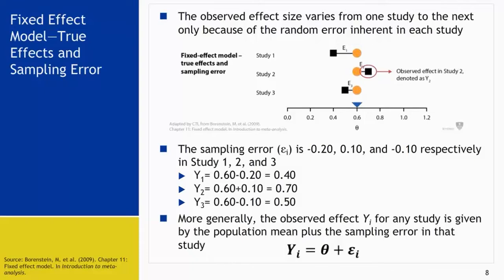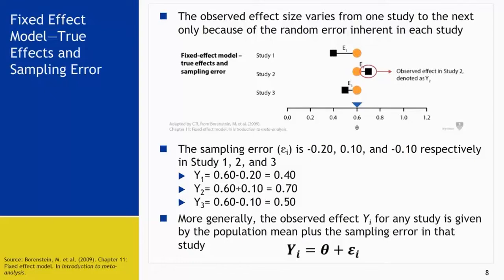Another way to look at this data: for study 1, the effect size you observe is actually 0.4. So y1 would equal 0.4. And how is that derived? It's using the overall mean theta, 0.6, minus 0.2. That's your y1. And if you look at the second study, the observed effect size in that study is 0.7, and it can be written as the overall theta 0.6 plus the 0.1, which is epsilon 2. And you can do the same for the third study.